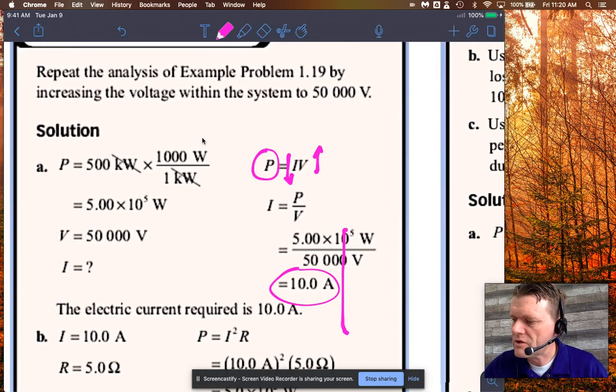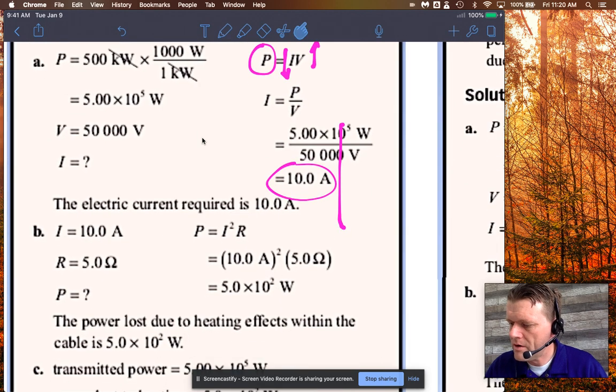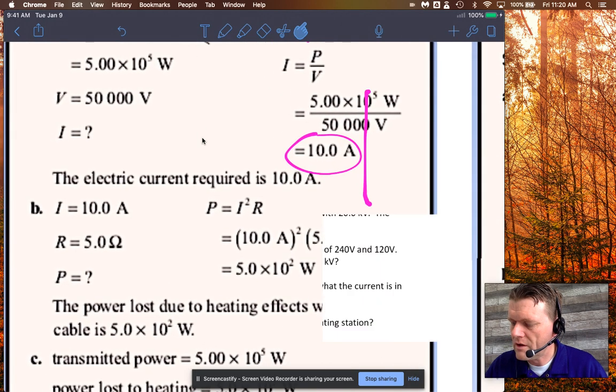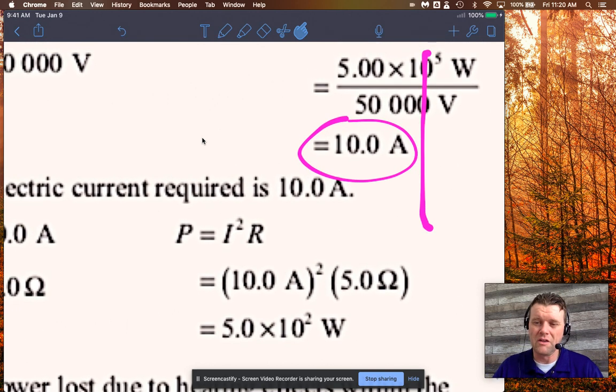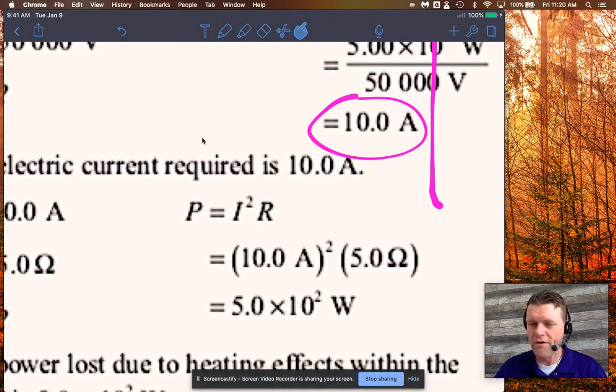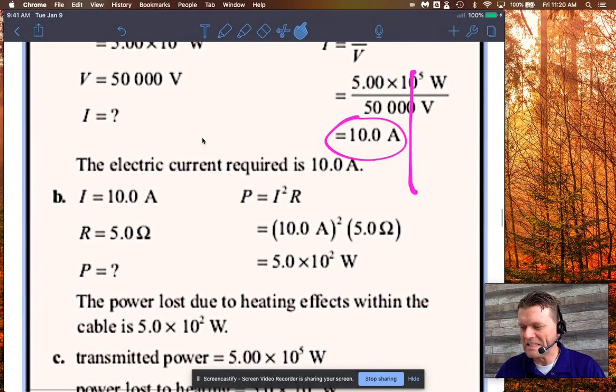Now, if you calculate the power lost using P equals I squared R, this is the killer, because when the current is squared, that dramatically changes. Anything you can do to reduce the current in this equation will reduce the amount of power lost. And we just did that. So the power lost is 5 times 10 to the second watts, which is substantially less.